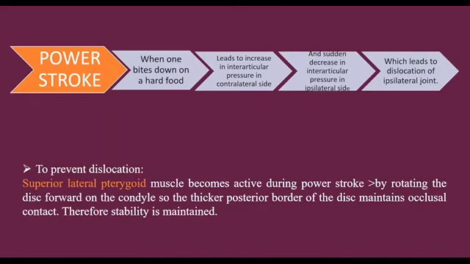To prevent dislocation, the superior lateral pterygoid comes into action during the power stroke by rotating the disc forward on the condyle, so that the thicker posterior border of the disc maintains the occlusal contact. And this is how stability is maintained during the power stroke.